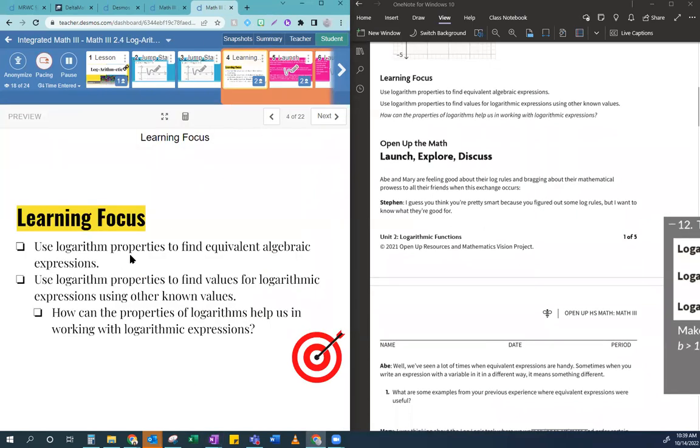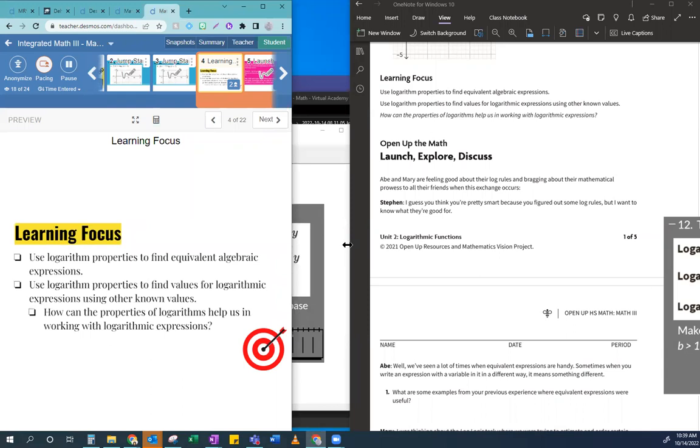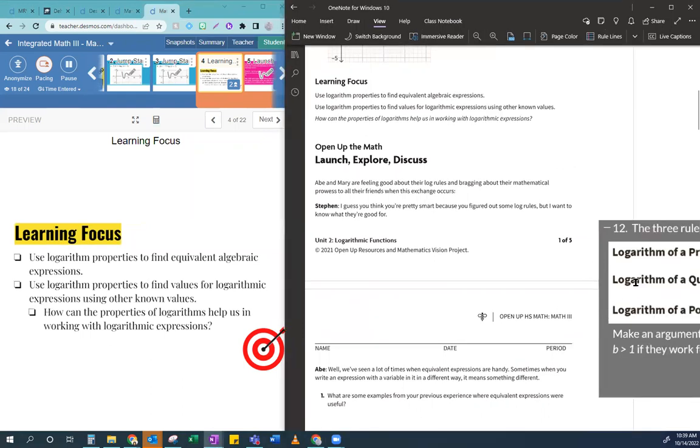So it says that we're going to use log properties to find values for log expressions using other known values. So again, we're going to be using log properties. And then last but not least, how can the properties of logs help us in working with log expressions? So we're going to just be doing this thing over and over again. We're going to be using these. If you don't know these, that's okay. You've got to push yourself to think about them a little bit differently. Okay, so let's move on.